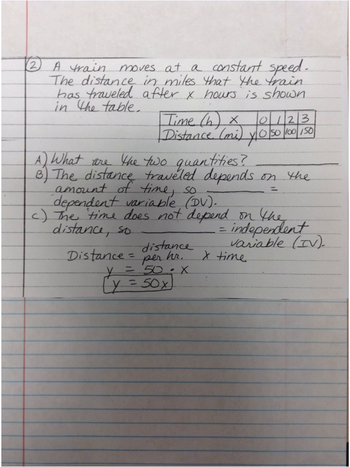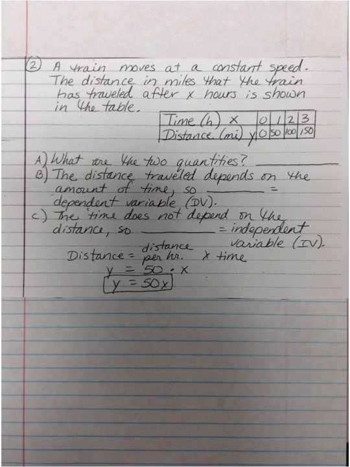In box 2, I need you to write down this problem. A train moves at a constant speed. The distance in miles that the train has traveled after X hours is shown in the table. So in the table, we have time, which is in hours, which is what the H stands for, and we'll call that X. And so in hours, we have 0, 1, 2, or 3 hours. Then for distance, those are in miles, and we'll call the distance Y.